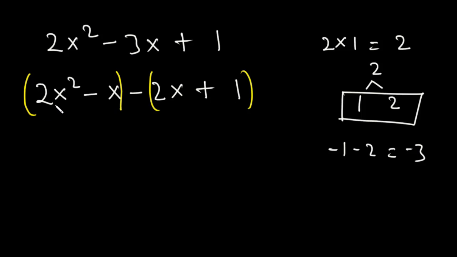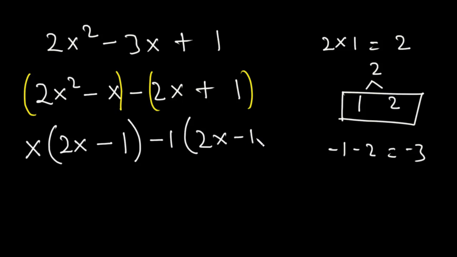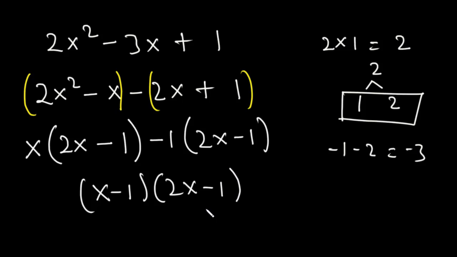the GCF between 2x squared and x is x, and then we are going to have 2x minus 1 inside the bracket, because x times 2x is 2x squared, and then x times negative 1 is negative x, and we are going to have negative 1 on the outside, and then 2x minus 1 inside the bracket. So it's going to be x minus 1 times 2x minus 1. So this is how to simplify or factorize a trinomial when you have the x squared term not equal to 1. Let's solve another example.